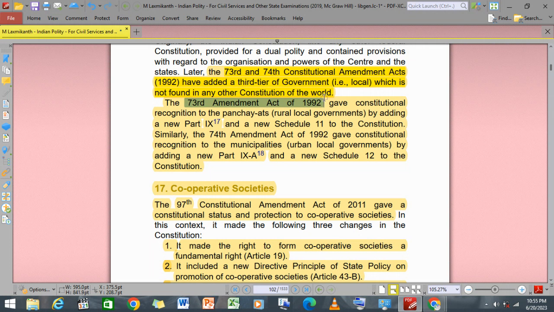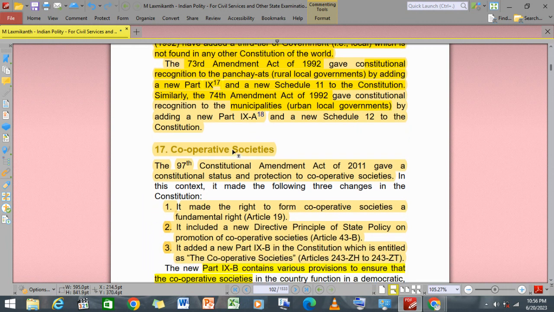The 73rd Amendment Act of 1992 gave constitutional recognition to the rural local government by adding Part 9 and the new Schedule 11 to the constitution. Similarly, the 74th Amendment gave recognition to the municipalities. While the 73rd gave the panchayat raj, that means the rural local areas, the municipality came for the urban local areas by adding a new Part 9A and a new Schedule 12 to the constitution.